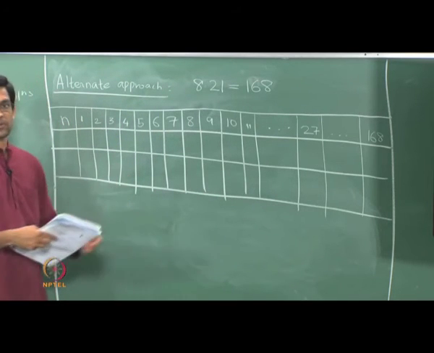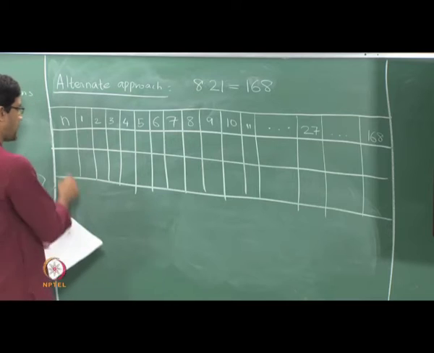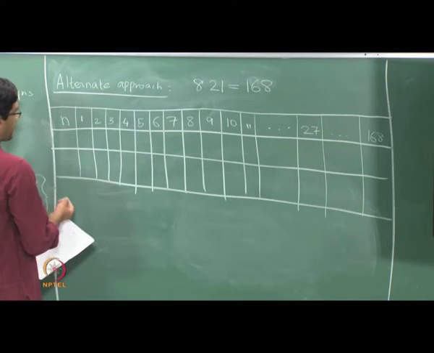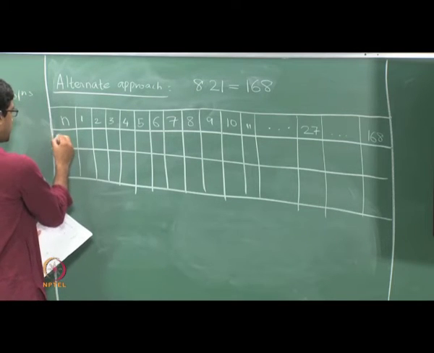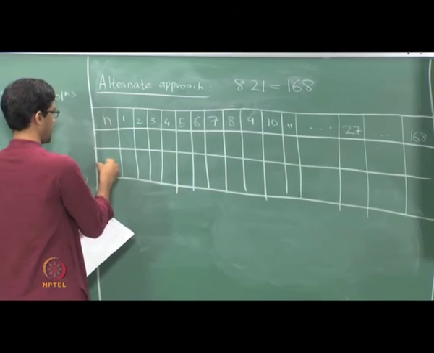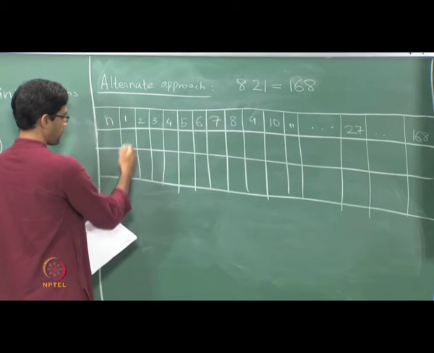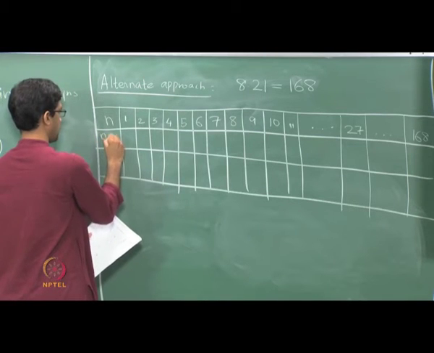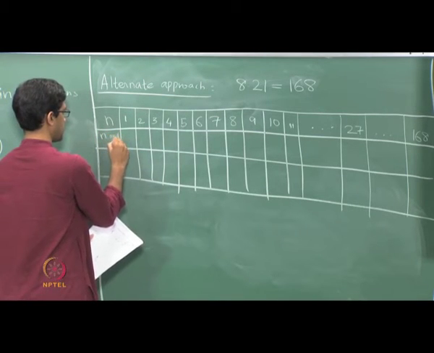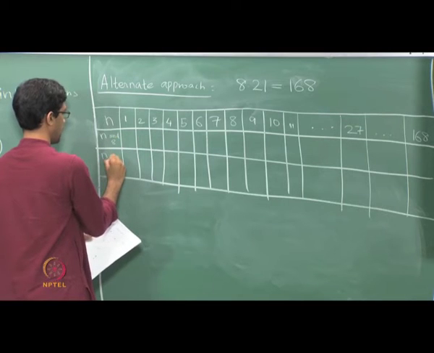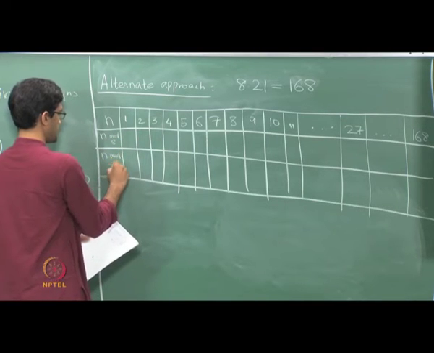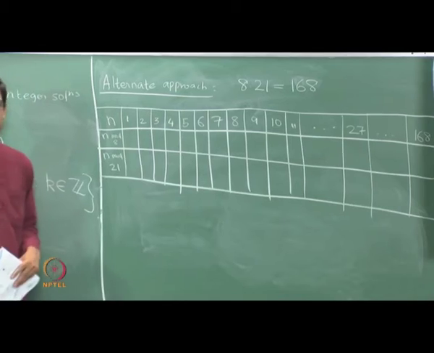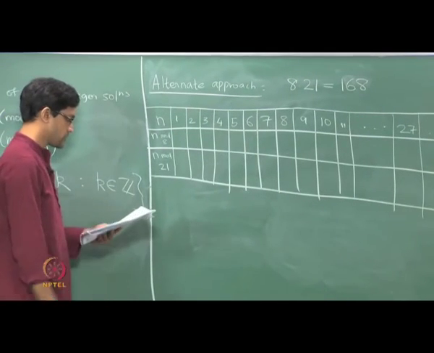I write down all numbers from 1 through 168, and there are 2 more rows here where I will tabulate the following. I will look at the remainder when n is divided by 8 and by 21. So I'm going to extract 2 pieces of information. I'm going to say n mod 8, by which I mean the remainder on division by 8, and n mod 21 is just the remainder on division by 21. So let's tabulate these values.